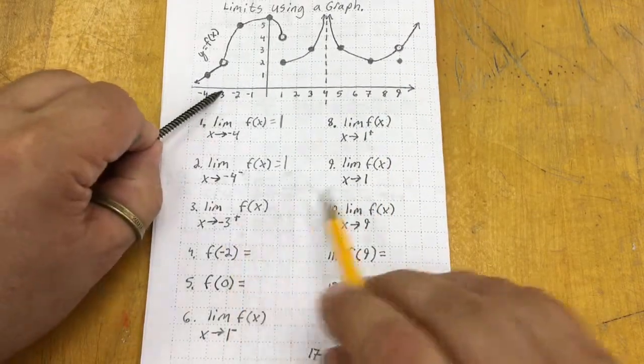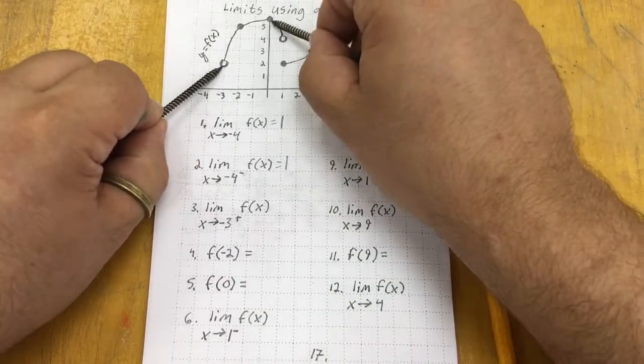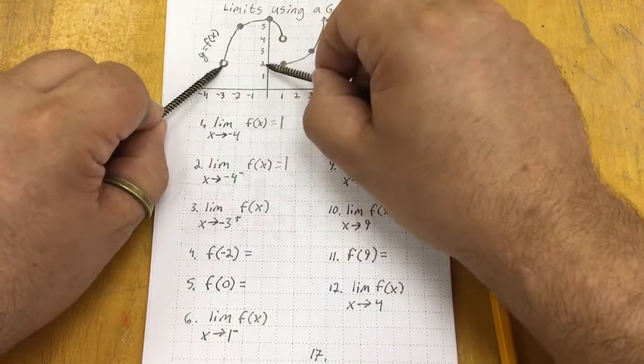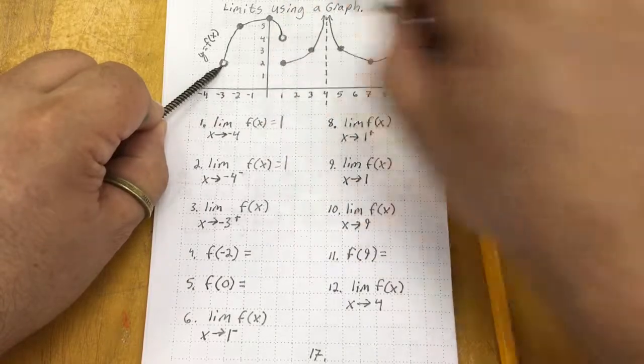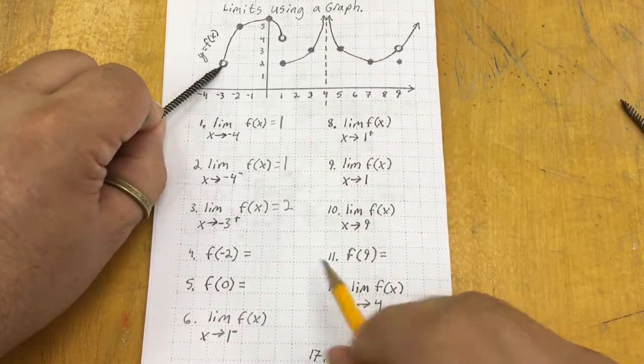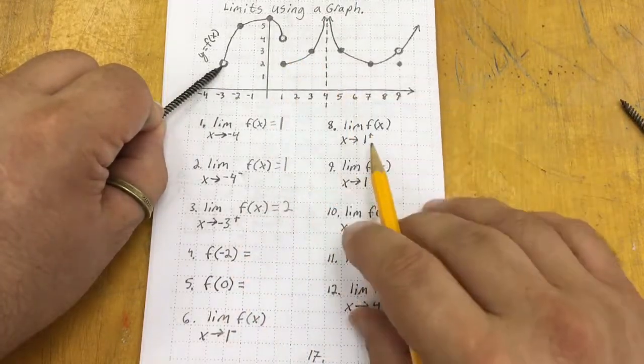Now I'm going to approach -3 on the graph from the right. What y value am I getting closer and closer to? I'm getting closer and closer to the y value of 2. Even though I don't hit it, I get closer and closer to it. The y value approaches 2.